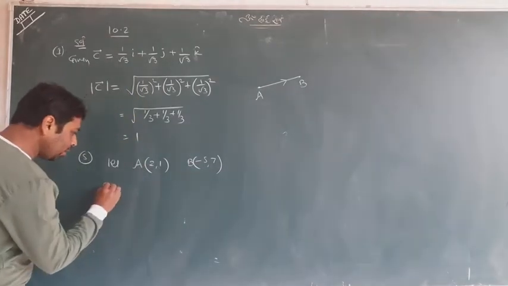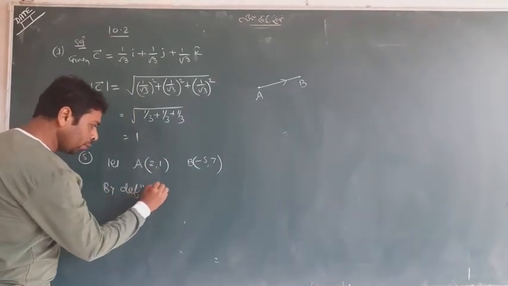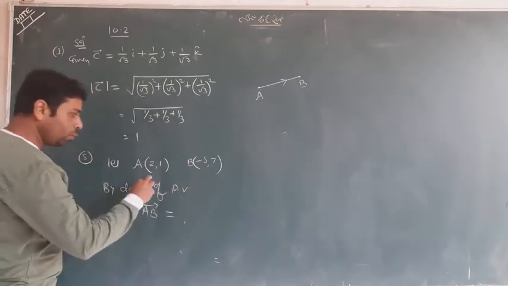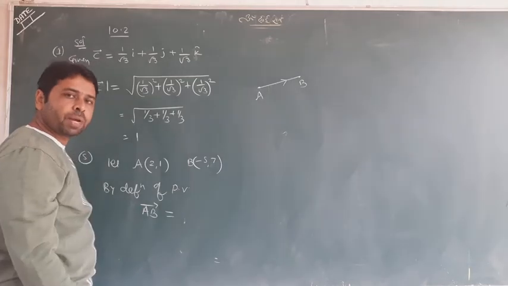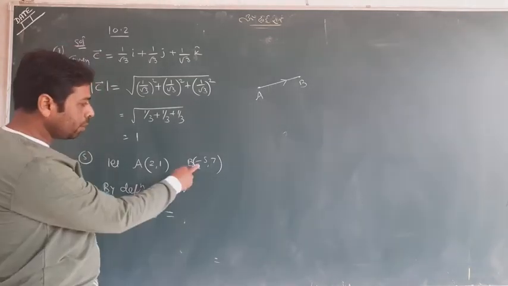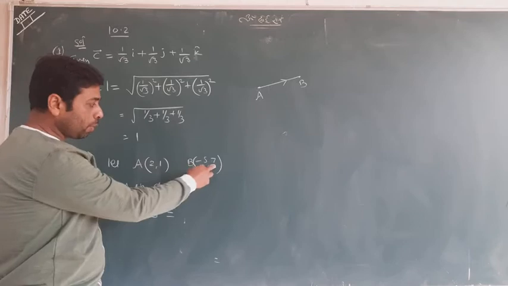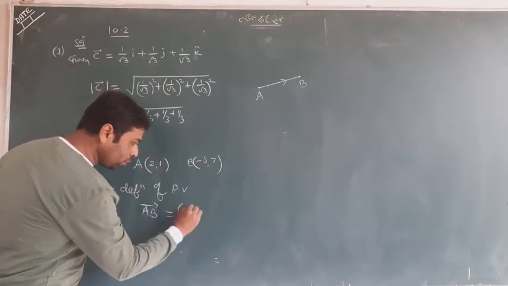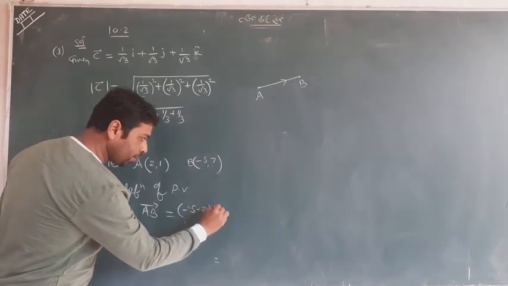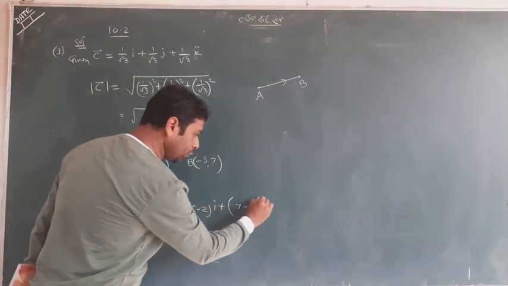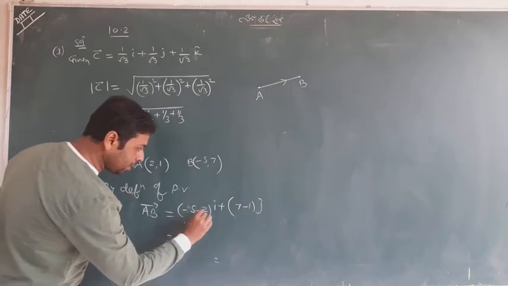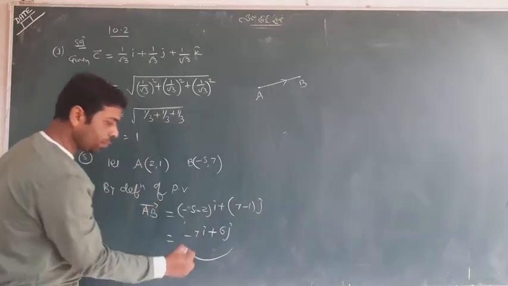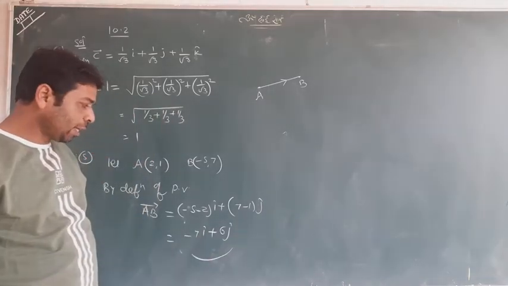By the definition of position vector, you go with vector AB. It's so simple. I taught you this in the two-dimensional concept: x2 minus x1 i plus y2 minus y1 j. That is minus 5 minus 2 i plus 7 minus 1 j. So the answer is minus 7i, and 7 minus 1 is 6j. So you have got minus 7i plus 6j.